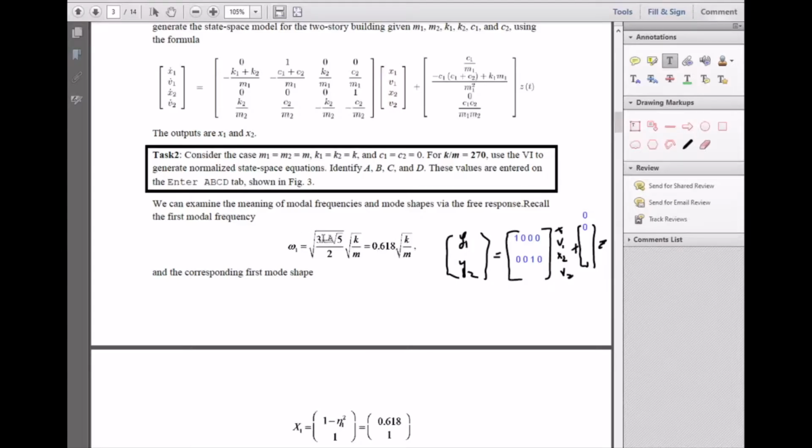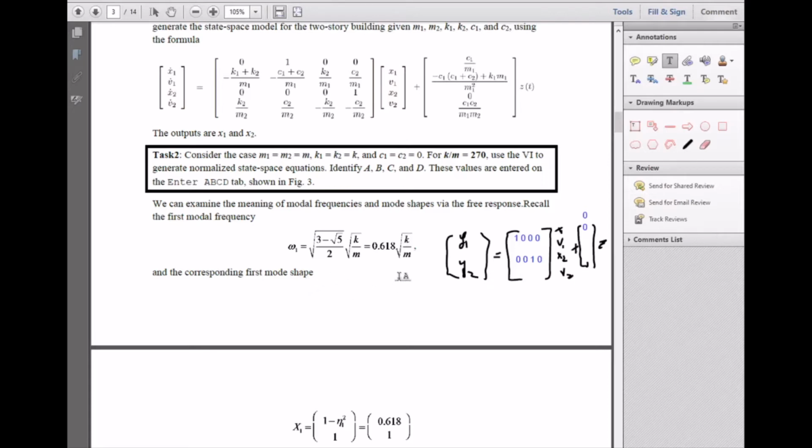And going back to the worksheet, it says we can examine the meaning of the modal frequencies and mode shapes using the free response. So we're not going to put in the base motion yet. Here it says omega, first natural frequency, is 0.618 times square root of k over m. I obtained this number in the lecture slide using MATLAB. But if you look at the homework assignment sheet, it does the eigenvalue problem by hand. So you can look at either place to find the natural frequency.